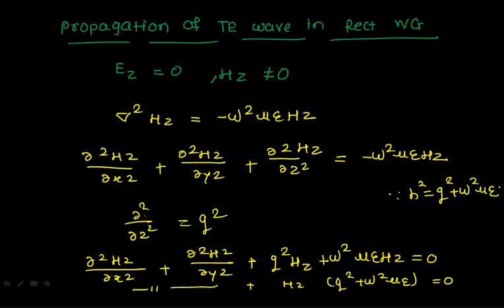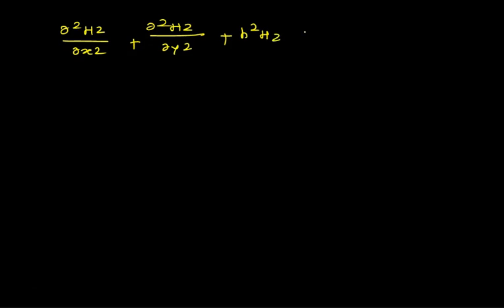Now let us put all those values over there. So I can write: del square Hz by dx square plus del square Hz by dy square plus h square Hz is equal to 0. Now if you do recall, this is a partial differential equation. Now we are going to assume some things. So this is a partial differential equation, and we'll solve it by the separation of variable method.